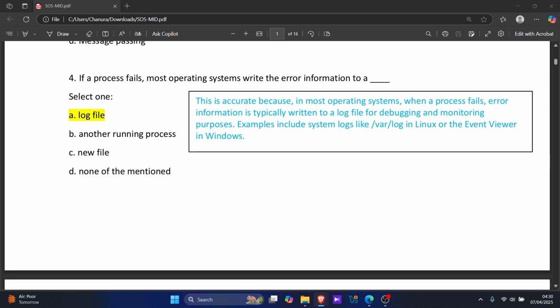Unless it's a specific kind of logging that rotates files, but generally, the standard is to write to existing log files. Option A is a log file, which aligns with what I know about both Linux and Windows systems. They use log files to keep track of errors and system messages. Therefore, the correct answer should be a log file. The other options don't fit the standard operating system behavior. So the answer is A.